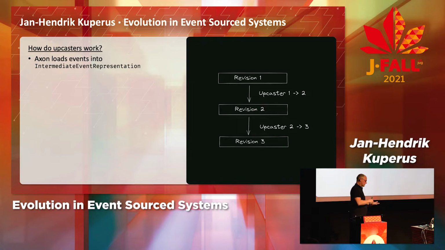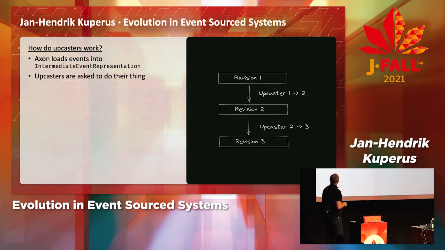So Axon, for example, reads the events from the database, then parses it with either XStream or JSON, and it will stop the parsing at the intermediate representation. And at that point, you will have the chance to apply your upcasters, change the intermediate representation, and then eventually it will be passed back to your deserialization framework, and it will become your class.